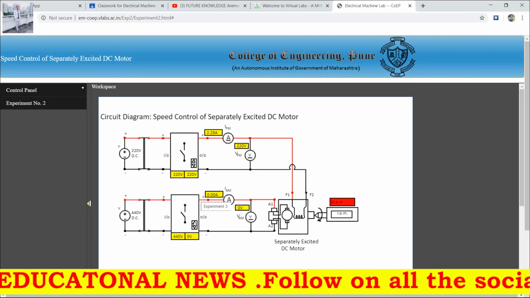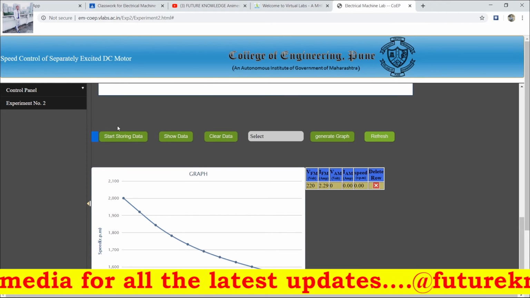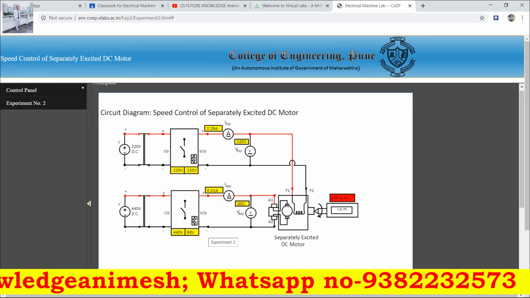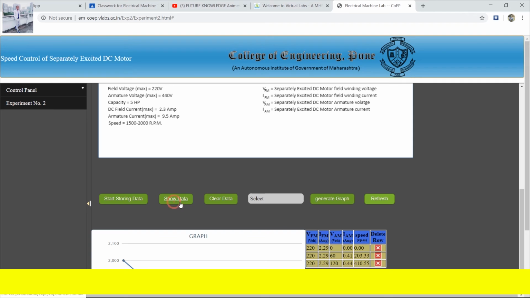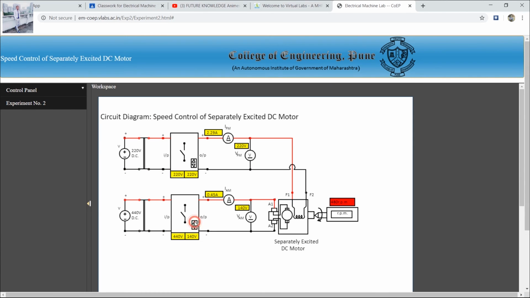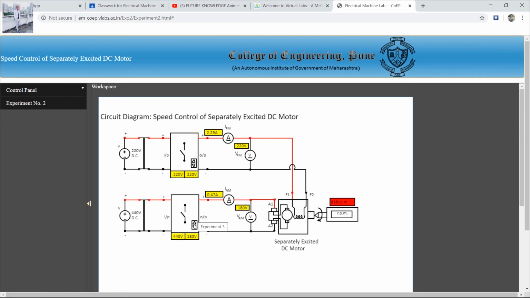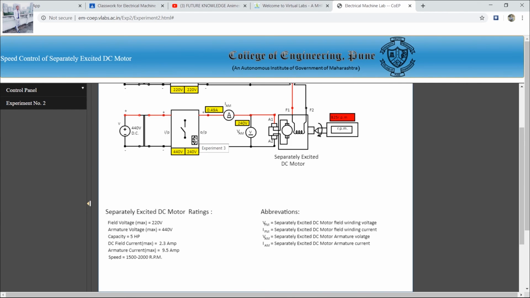You can see next I will increase the voltage by 60 volt. Next start store data, show data. Next increasing the voltage to 120 volt. You can see. Next, start data, show data. You can see the speed. Next, I will increase the voltage to 180 volt. Next, start storing data, show data. Next, I will vary the voltage to 240 volt. Start data, show data.